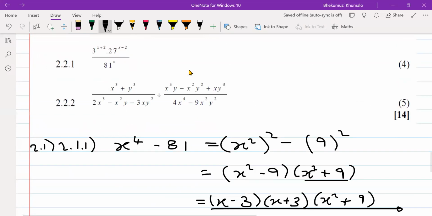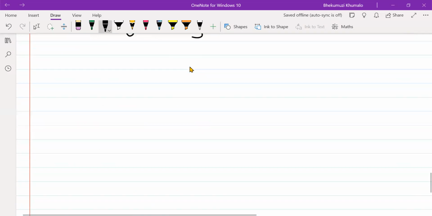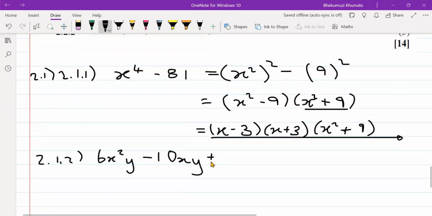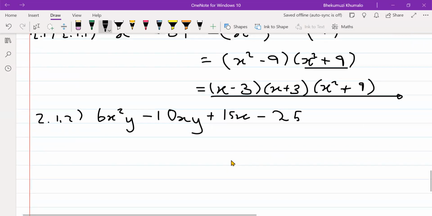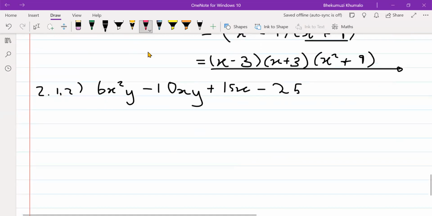And then that is going to be plus 15x. So plus 15x minus 25, minus 25. Okay. So now, because there's 4 terms, the first thing we should do is look at the 2 terms on their own. And what are we asking ourselves firstly?